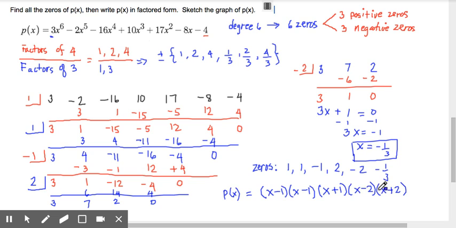1, 2, 3, 4, 5. Now for the last factor, instead of taking x minus negative 1/3, we can just take 3x plus 1. This came from this. So we'll just write down 3x plus 1 here.